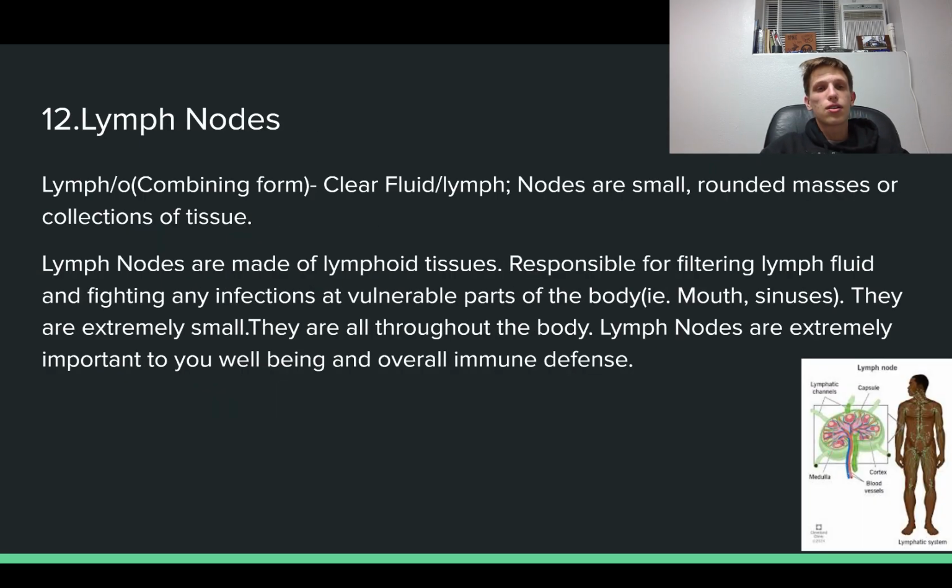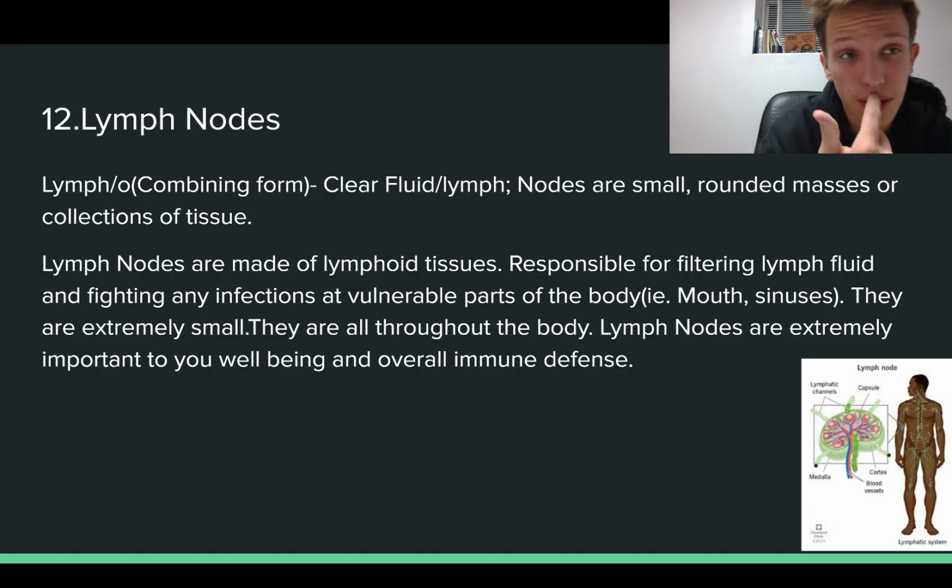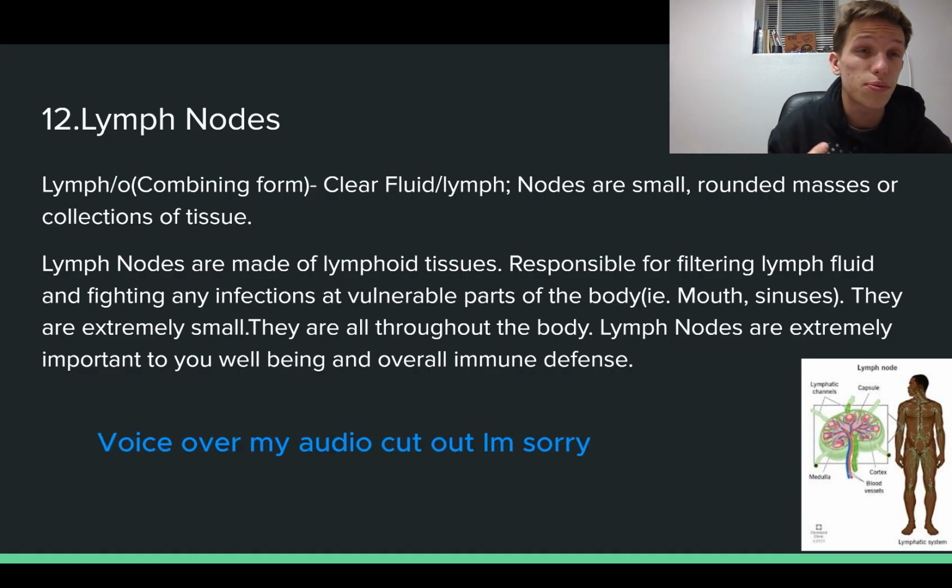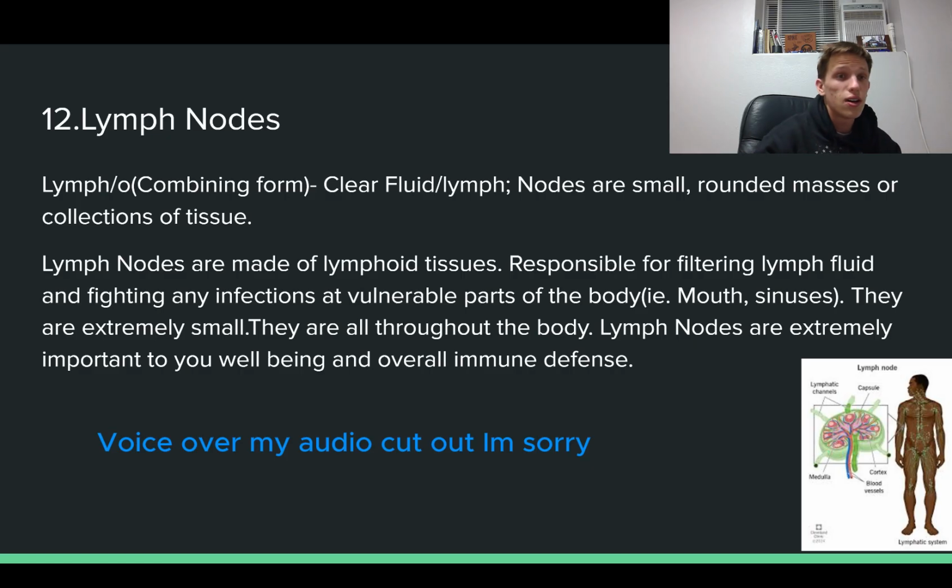So these are your lymph nodes. If you go like this, you will feel two of them. Lymph nodes are there to protect you from infection. They filter lymph and help fight off those infections that are in vulnerable parts of the body. So you have lymph nodes here because your mouth and your sinuses are here, which are entry points for pathogens. And that is what lymph nodes are for, is to fight off pathogens.